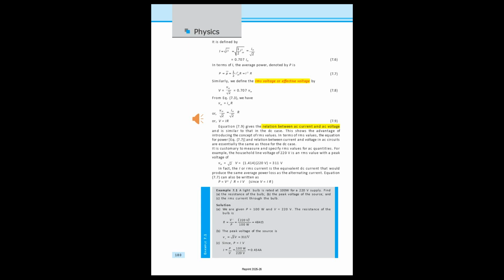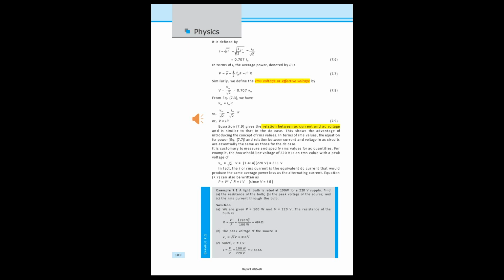Similarly, we define the RMS voltage or effective voltage by V equal to V maximum by root 2, and that's equal to 0.707 Vm. From the equation 7.3, we have Vm equal to ImR, or Vm by root 2 equal to Im by root 2 into R, and that's given by V equal to IR, that is Ohm's law.